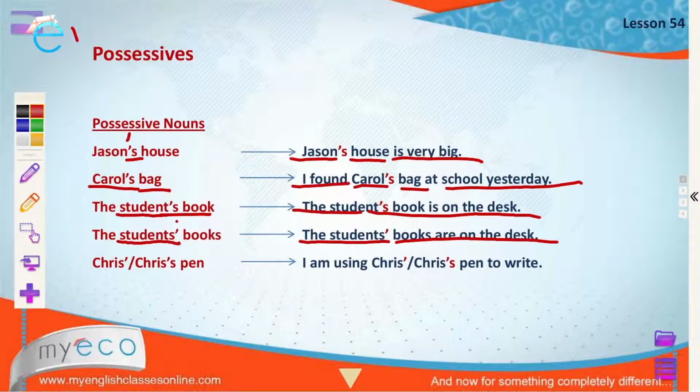If we have a name that ends with S, such as Chris, we can put the apostrophe just after S, or we add an apostrophe and S. So Chris's pen. I'm using Chris's pen to write.